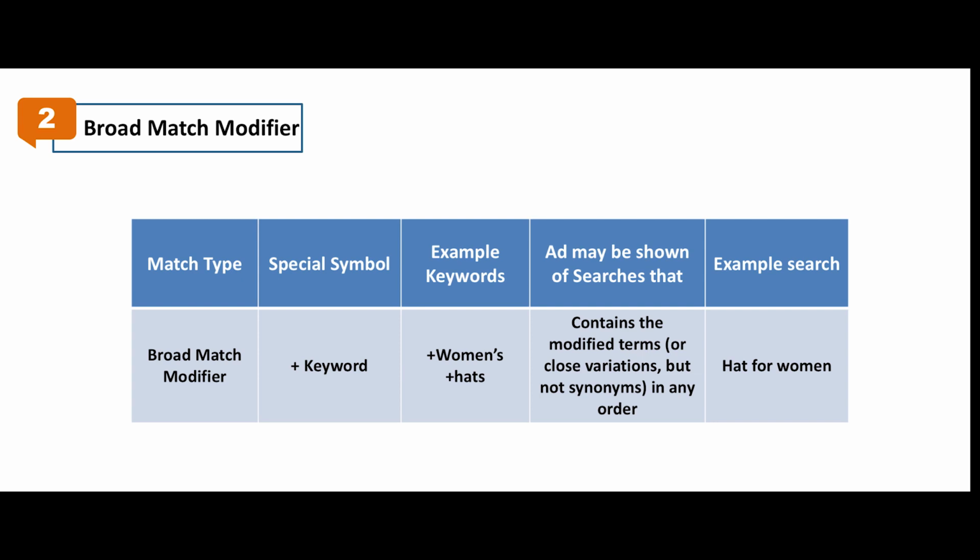In this case, we have to use the plus sign before the word you want. It must be present in the search query before your ad is triggered. Your ad will be shown for queries that contain the modified term or a close variation, but not a synonym, in any order. For example, we have added a plus sign before women and before hats. An ad will be shown if someone searches for hats for women.